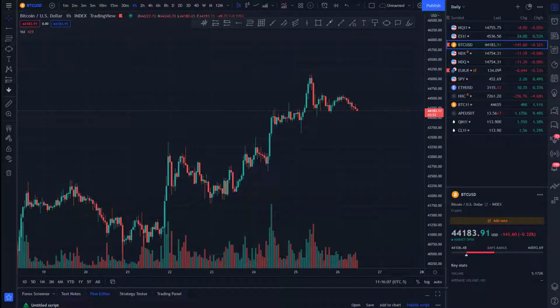Now I say levels because usually there's more than one. And the reason why you should see these levels is because they are the levels that actually have the biggest impact on the current price action.